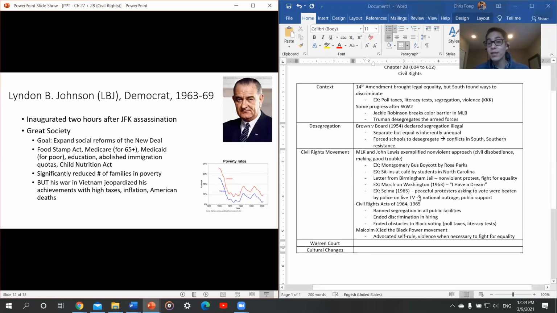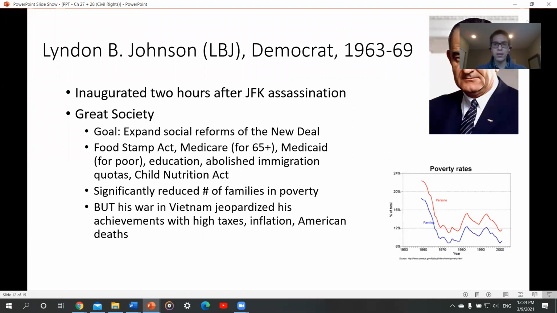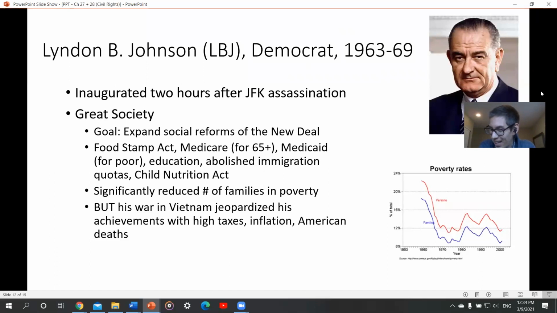All right, shifting gears for our last 3 or 4 slides to look at more domestic changes. Lyndon B. Johnson, LBJ, was the president during the 1960s, 63 to 69, after JFK was killed. Inaugurated 2 hours after Kennedy's assassination in Dallas, Texas on November 22nd, 1963.